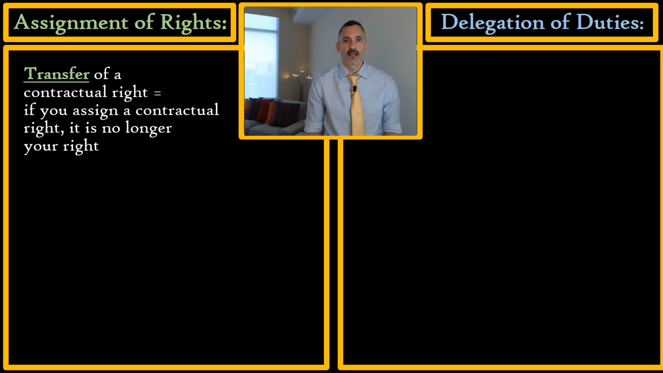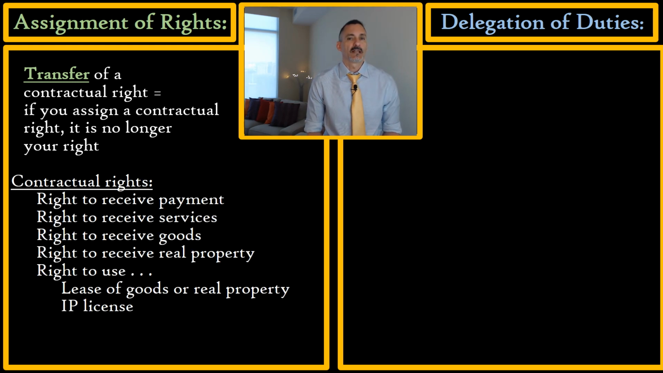under the contract. Think of the different rights that a party might have under a contract. You might have a right to receive payment. You might have a right to receive services. You might have a right to receive delivery of goods. You might have the right to receive real property. Or you might have a right to use something under a lease or under an intellectual property license.